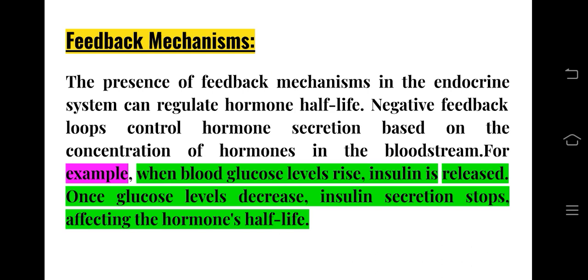Then feedback mechanisms will be there. The presence of feedback mechanisms or feedback loops in the endocrine system can regulate hormone half-life. Negative feedback loops control hormone secretion based on the concentration of hormones in the bloodstream. For example, when blood glucose levels rise, insulin is released. Once glucose levels decrease, insulin secretion stops, affecting the hormone's half-life.